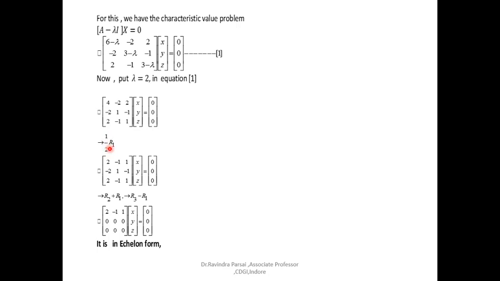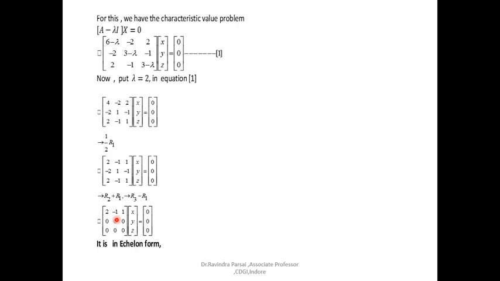That is, on applying 1 by 2 of R1, this gives 4 by 2 is 2, minus 2 by 2 is minus 1, 2 by 2 is 1. So minus 2, 1, minus 1, 2 minus 1, 1. Third row, second row as it is, xyz equal to 0.